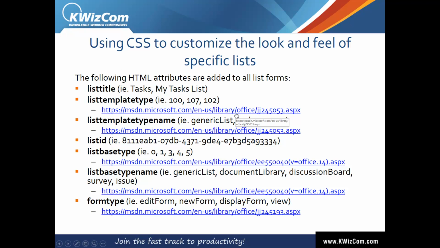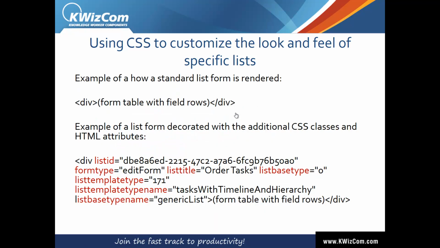So now that we know what the additional HTML attributes are, we can now start targeting lists and styling specific lists. How do these list attributes change the look of a list? Well, a generic list or a list form is just a div that has a form table and field rows inside it. But once the KWizCom Forms app is installed, we add the attributes to that container, that form. And what we do is we add the list ID, the list title, the form type, the base type, the template type name, and base type name.